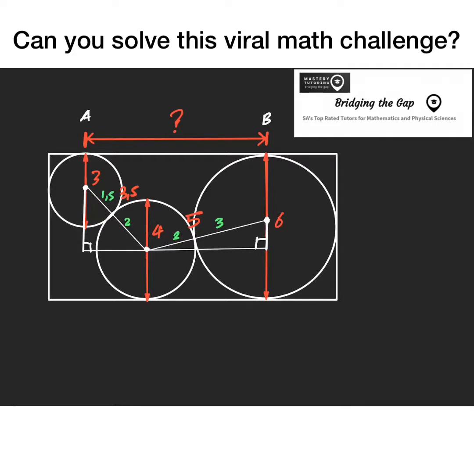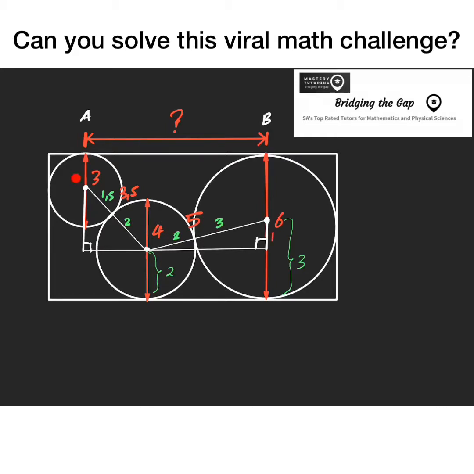The distance from the center to the bottom here is going to be half the 4, which is going to be 2. And then the distance from this center here to the bottom of the circle is going to be half the 6, which is going to be 3. Taking the difference between the 3 and the 2 will give us the distance from the center to the point there. It's going to be 1.